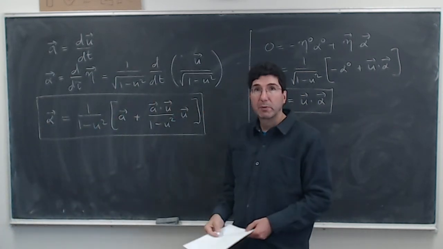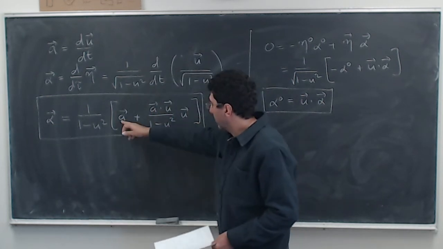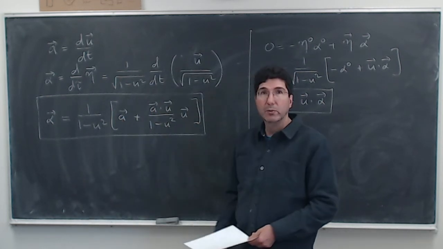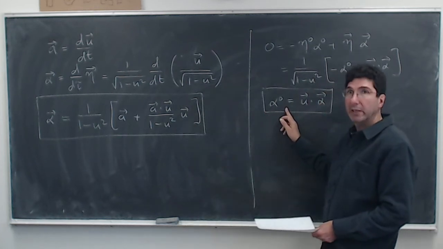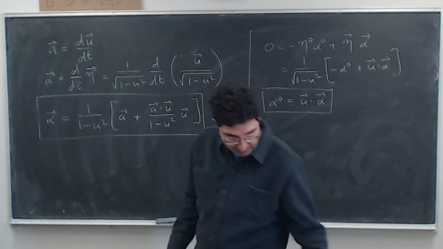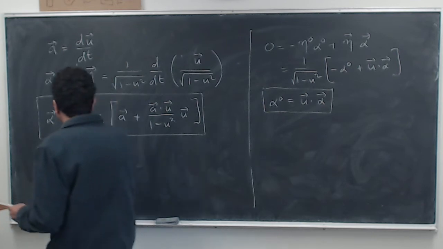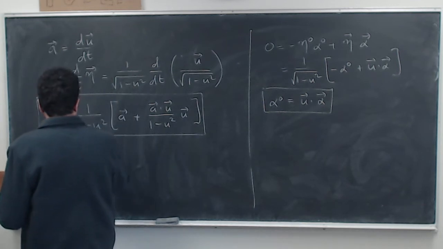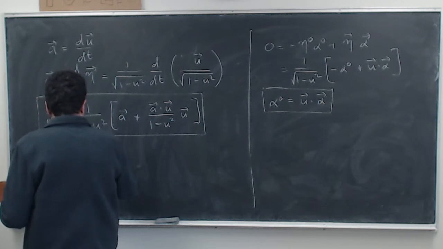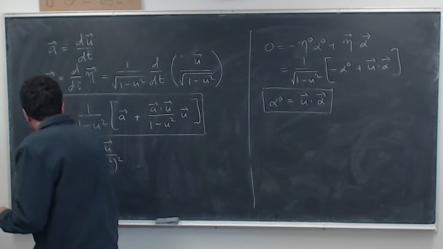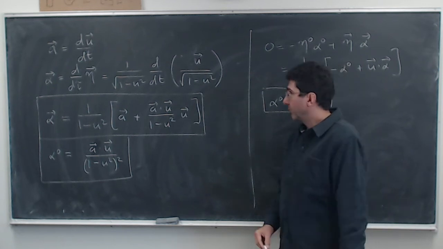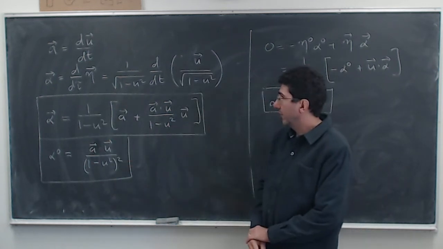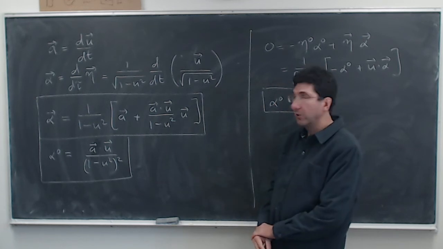Okay? So as promised, the alpha vector is determined by the ordinary acceleration and the ordinary velocity vector. And we can similarly use this relationship here to write out what alpha 0 is. After a small amount of simplification, we get alpha 0 is equal to u, let's say, a dot u divided by 1 minus u squared all squared. Okay? So in any given reference frame, we have figured out what the components of the 4 acceleration are.